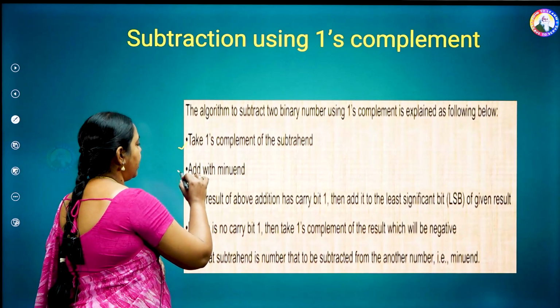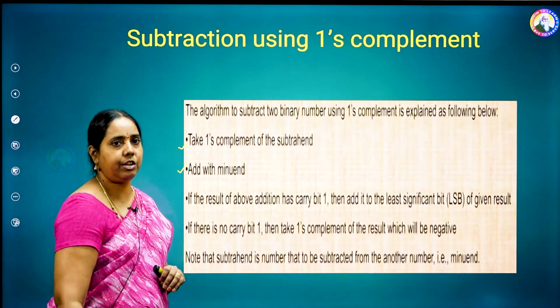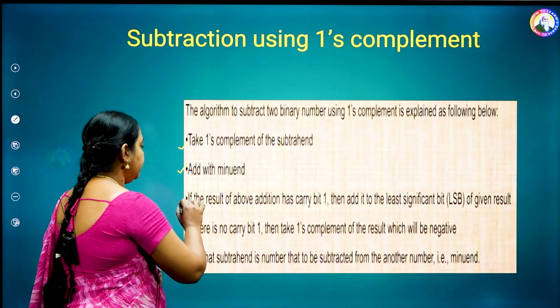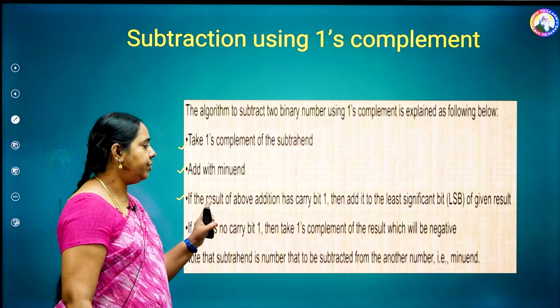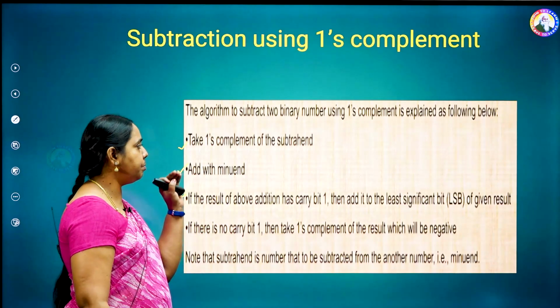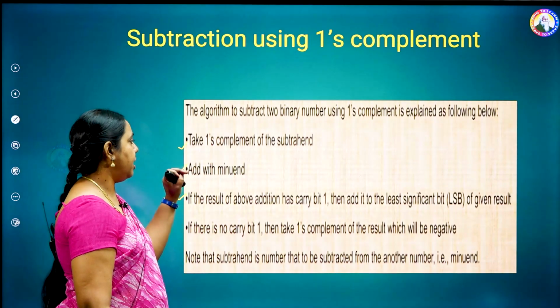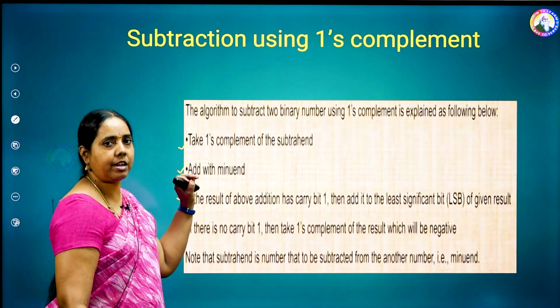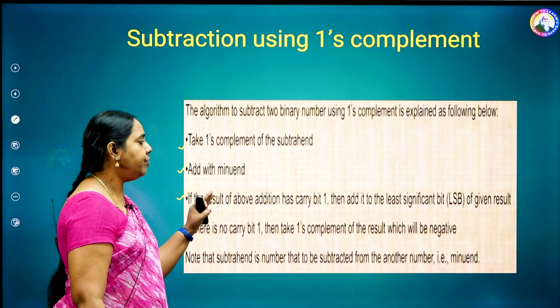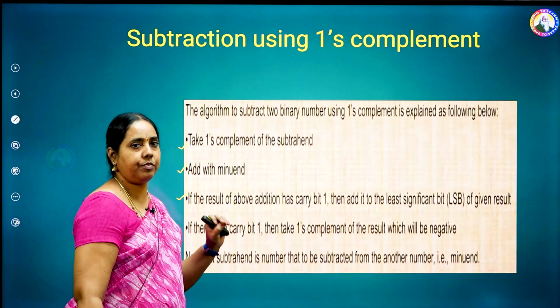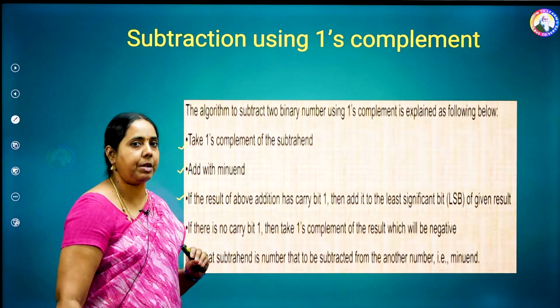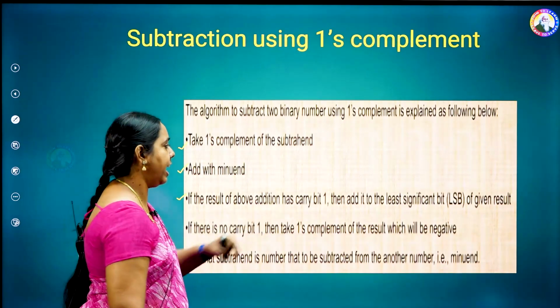The second thing is we need to add it with the minuend. The third one is you need to check the condition: after performing the addition of the subtrahend with the minuend, if the result has a carry bit, we need to add that carry bit.